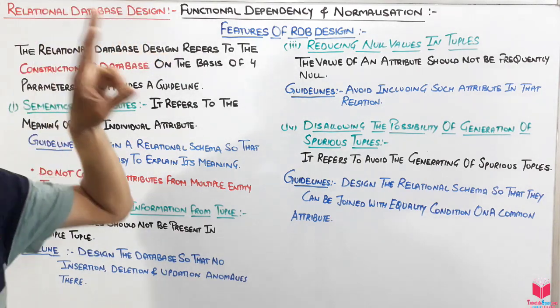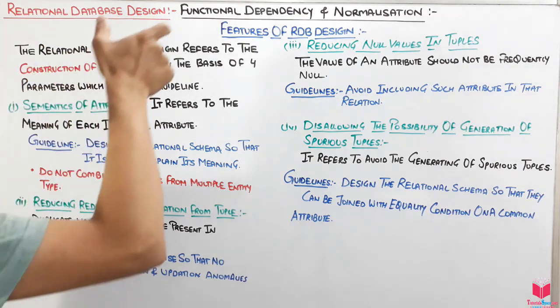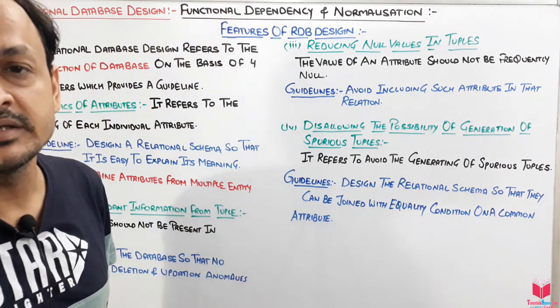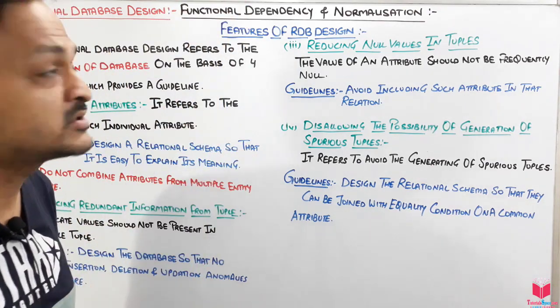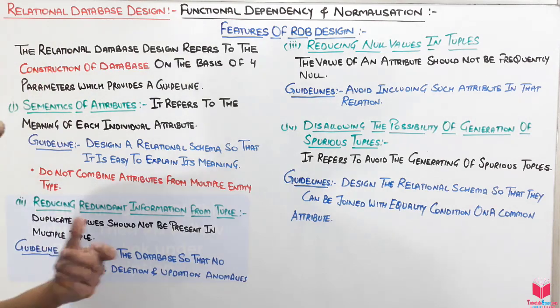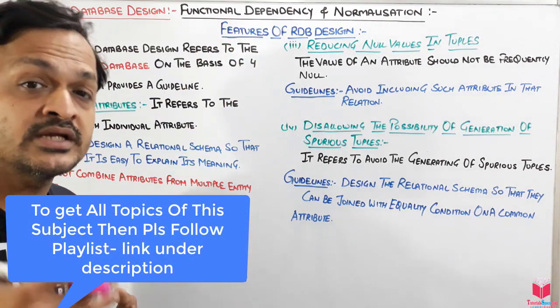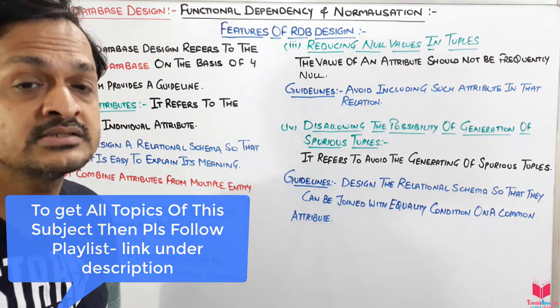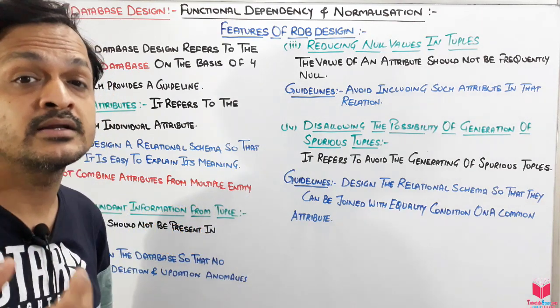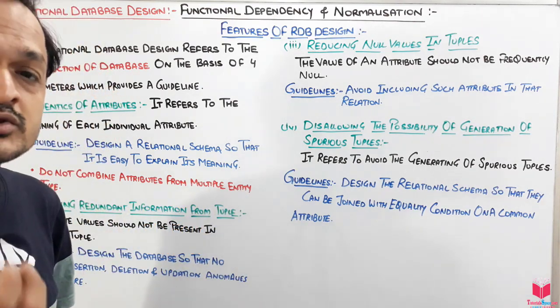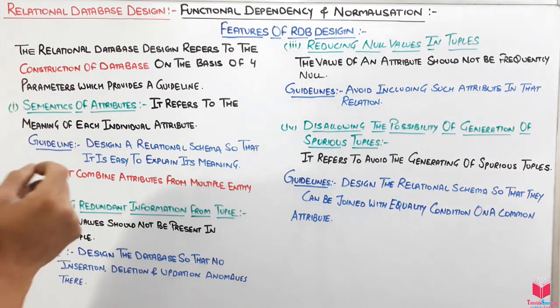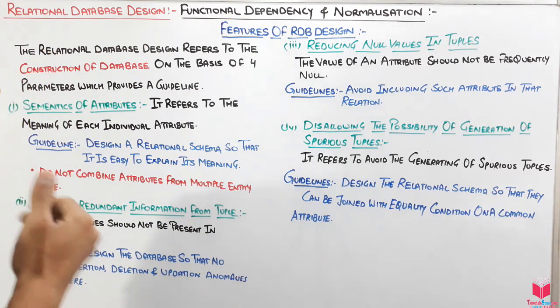The two most important parts of this section are functional dependency and normalization. We will discuss them in later videos. Today our topic is the features of relational database design. What kind of features should it have while designing the relational database? What points should be kept in mind while designing it? We will discuss each and everything.